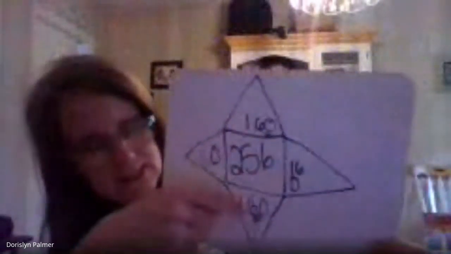So to find the surface area, we have to add that all together. The 256 and the 160, the 160, the 160. So let's do 160 times 4.